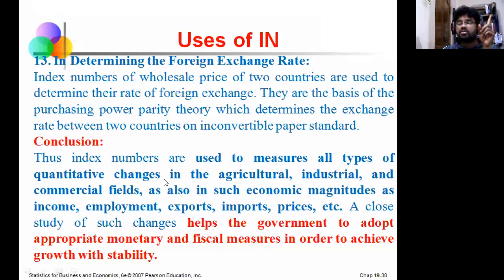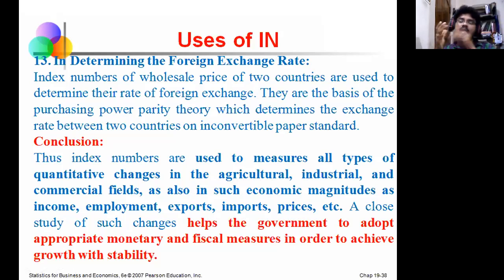It should not consider the qualitative changes. Just keep in mind, if you take agriculture and industry and the service sector or commercial fields, as also such economic magnitudes as income, employment, exports, imports, prices, etc., we will measure all the quantity, what are the changes in the quantity.